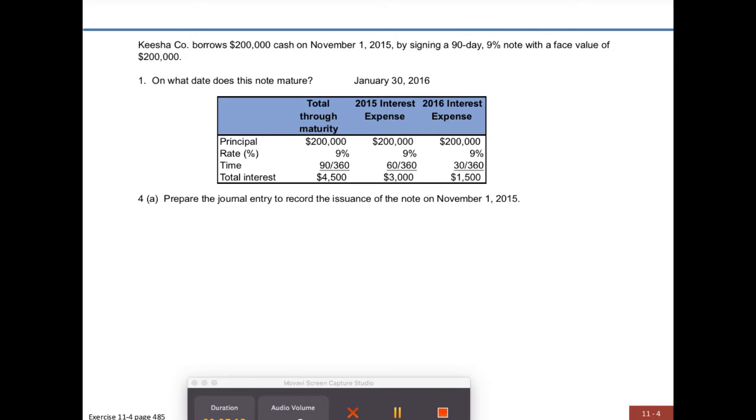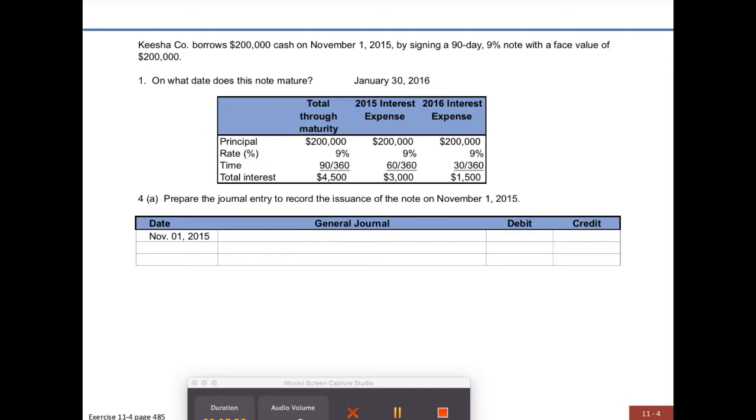All right, moving on. Keisha Company borrows $200,000 cash on November 1st, 2015 by signing a 90-day 9% note with a face value of $200,000. Sound familiar? Okay, so how do we do the journal entry here as of the date that this is issued?